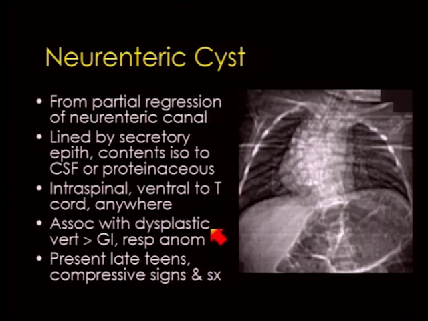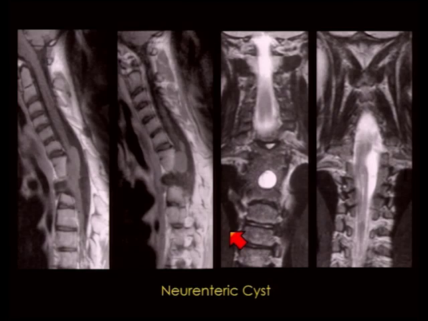We're going to see dysplastic vertebrae in association, and again, commonly associated with upper GI and respiratory abnormalities, and present surprisingly late. So here's a very typical appearance. You get this kind of whittled look on the sagittal imaging of the superior vertebrae and the inferior vertebrae, and this is the persistent neuroenteric canal.